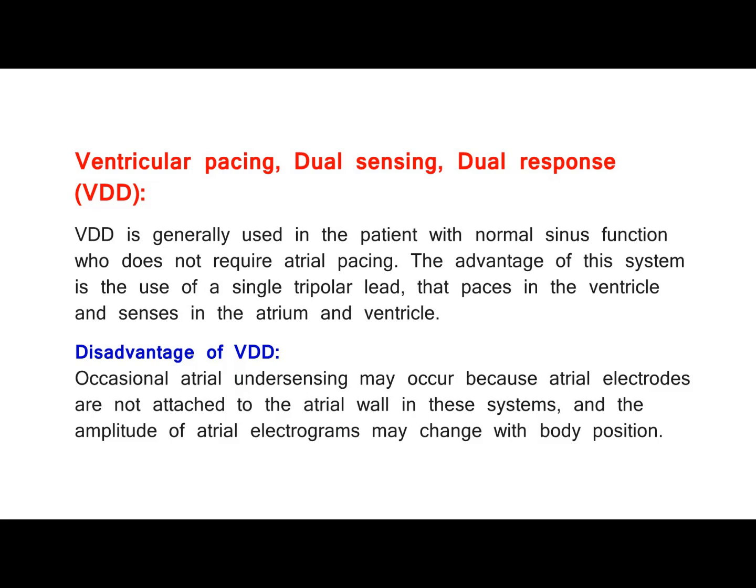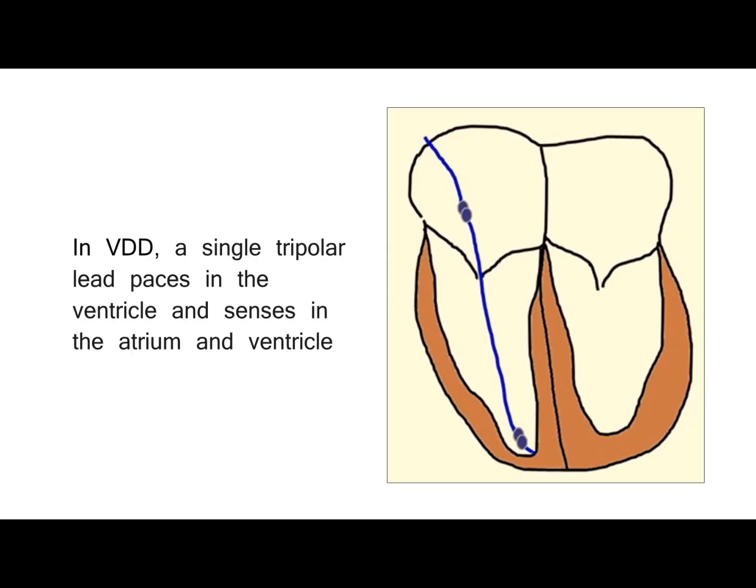Disadvantage of VDD. Occasional atrial undersensing may occur because atrial electrodes are not attached to the atrial wall in these systems, and the amplitude of atrial electrograms may change with body position. In VDD, a single tripole lead paces in the ventricle and senses in the atrium and ventricle.